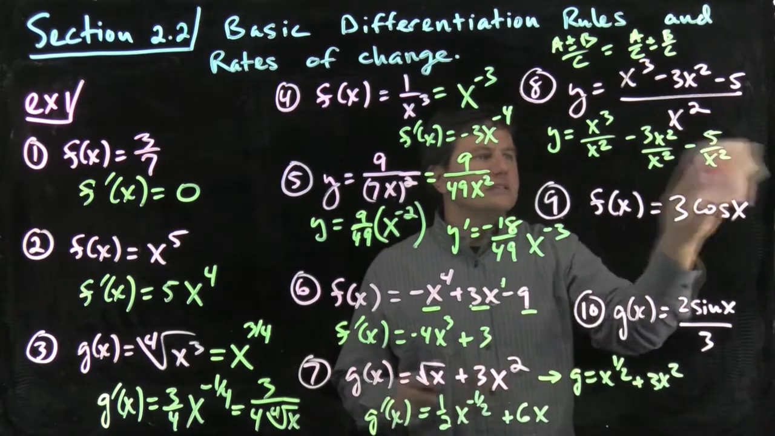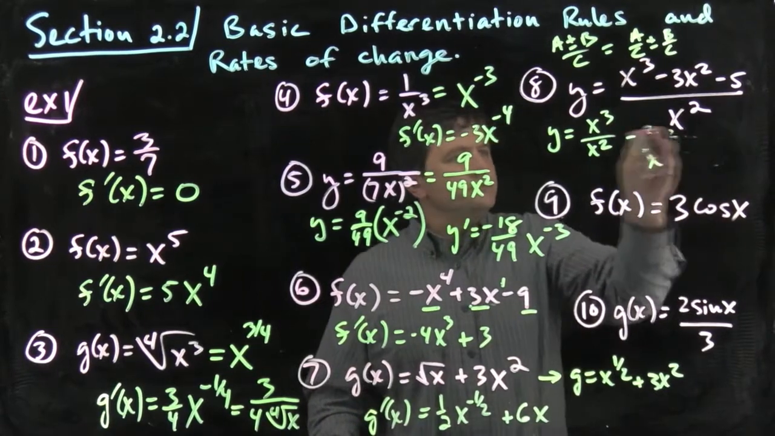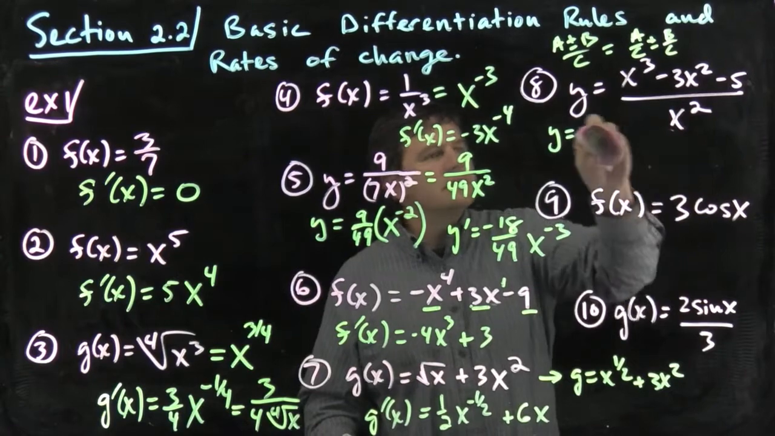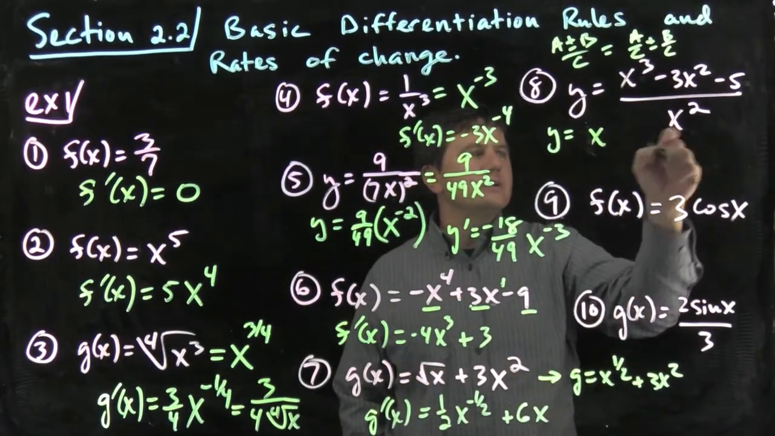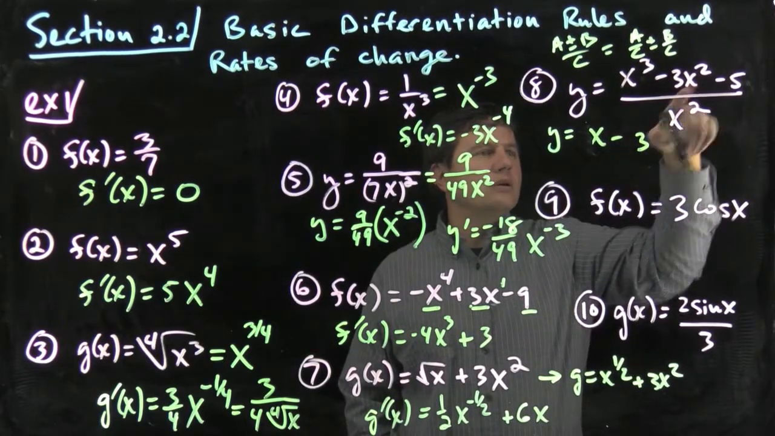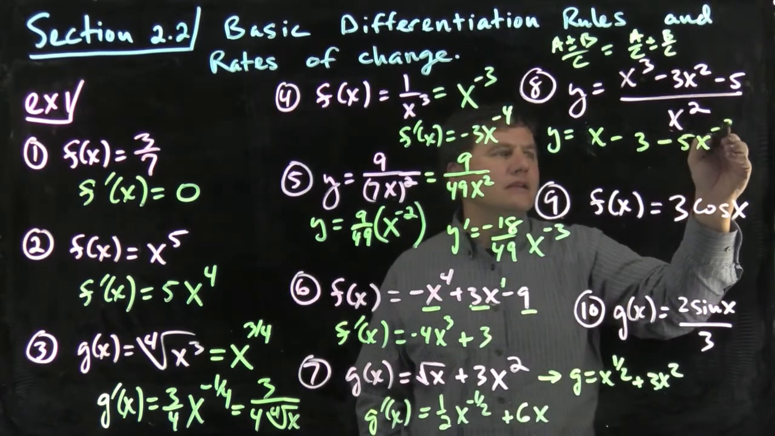Let me go ahead and erase this because I'm running out of room here. So after we simplify this, we're going to get x. So x to the third divided by x squared is x, minus 3. X squared divided by x squared is just 1, minus 5x to the negative second.